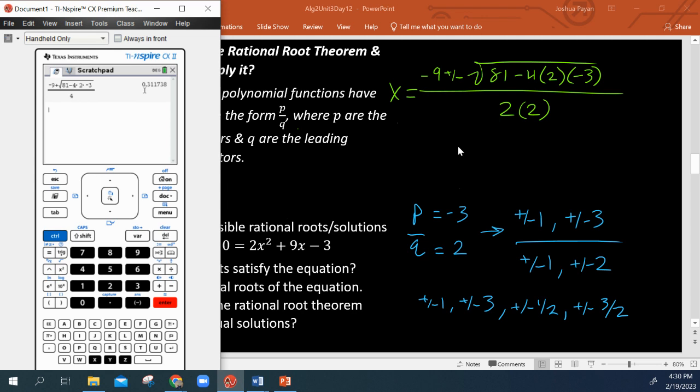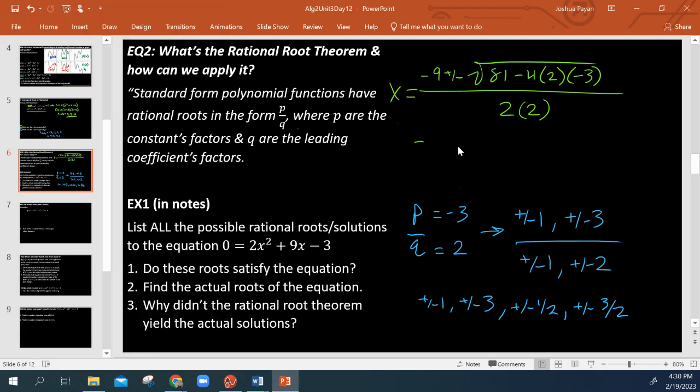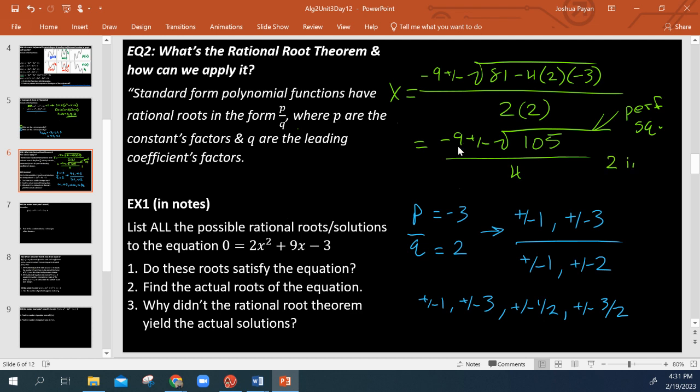Okay, so here we get 0.311 and so on. So let's talk about why that is, right? So obviously this is an irrational number. So if I continue this out by hand, this would be -9 plus or minus the square root of 81 plus 24, which is 105. So the square root of 105, all of that over 4. This is not a perfect square. Okay, so my discriminant did not give me a perfect square. This means I'm going to have two irrational solutions.